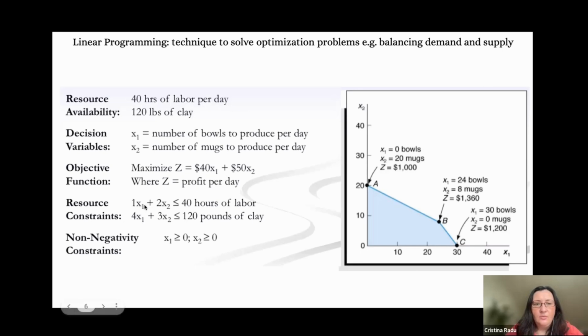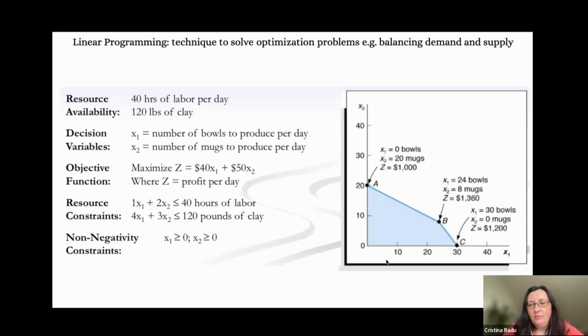We can see that for a bowl, I use 1 hour, and for a mug, I use 2 hours. So when I put them together, I should not go beyond 40 hours of labor. And in terms of clay, for a bowl, I use 4 pounds, and for a mug, 3 pounds, and my top is 100 pounds of clay. Also, our variables need to be positive, as bowls and mugs need to be positive numbers.